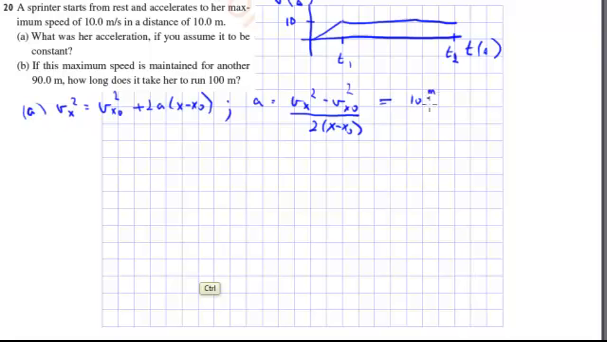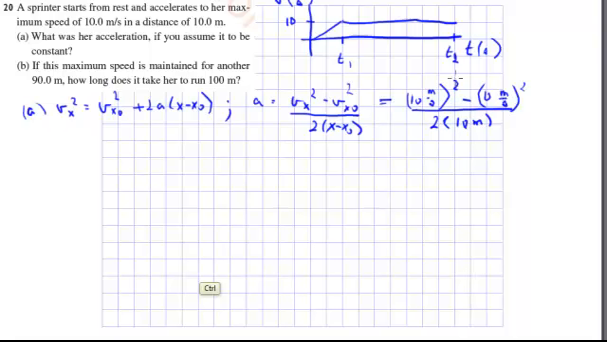10 meters per second minus 0 meters per second over 2 times the displacement, 10 meters. Okay, first of all, the units had better be meters per second squared. That's the appropriate unit for acceleration.